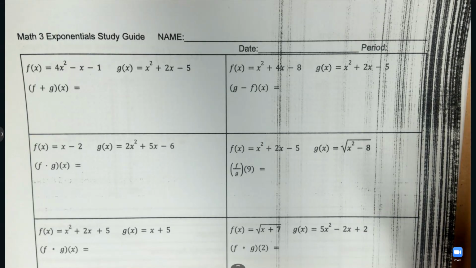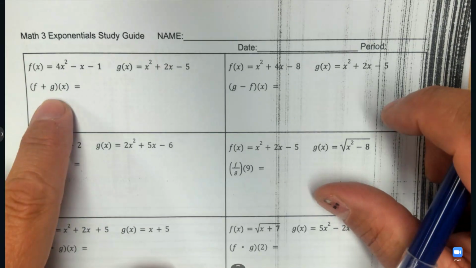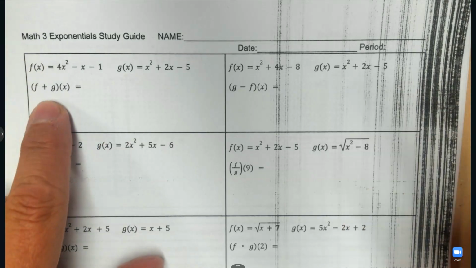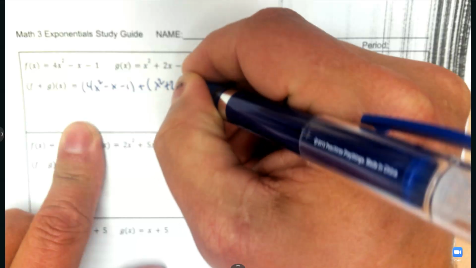Here are the solutions to the study guide. We're starting with composing functions. So we're going to add these two functions to make a new one. Order doesn't matter when you add, but it is f and then g. We're going to add, making sure that we can combine like terms.